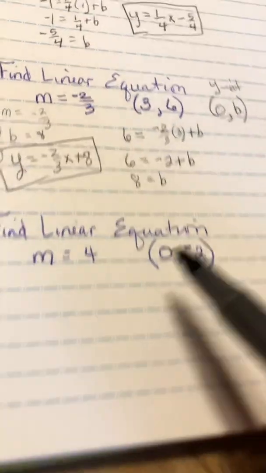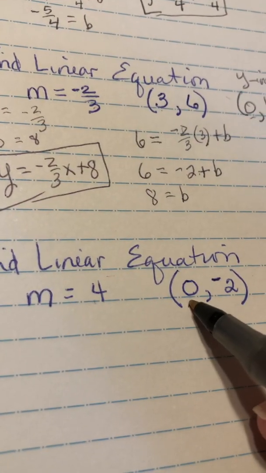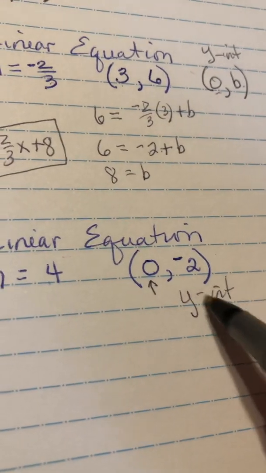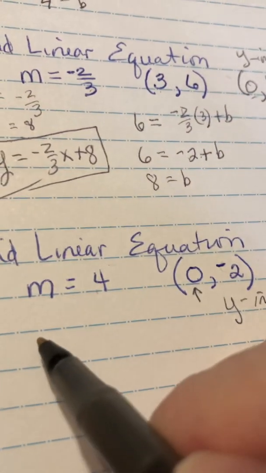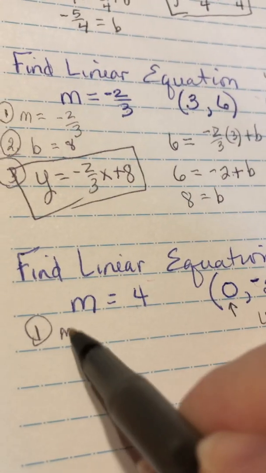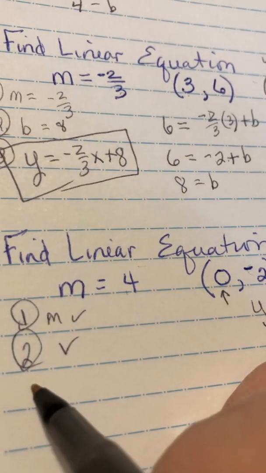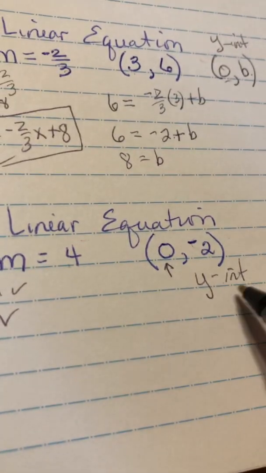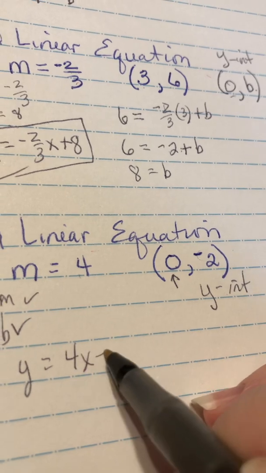And then lastly, here, they just give us the slope and they gave us the y-intercept, and we know that because your x is 0. So this has to be the y-intercept. It's saying this line crosses the y-axis at negative 2. So we know the slope, that's done. And we know the y-intercept, that's done. And so now we can just plug it into y equals mx plus b. It's going to say y equals 4x minus 2.